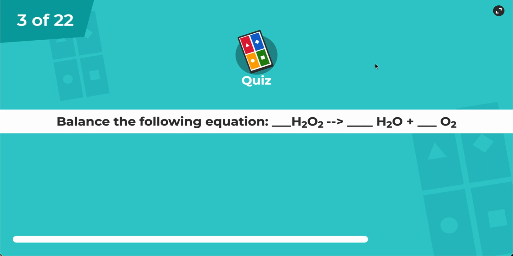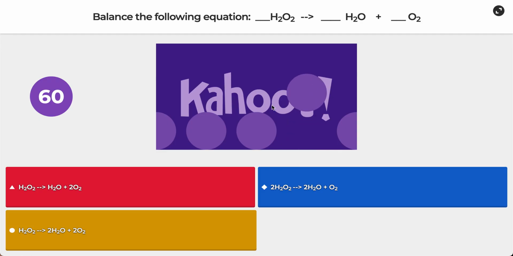Balance the following equation. H2O2 yields H2O and O2. So I have two H's, I have two H's. I have two O's, I have one, two, three O's. And so that means that I'm actually going to put a 2 in front of this H2O to give me 2 here. So then I have 4. And now I have 4 O's, so I would need to put a 2 here to get 4 O's. And now I have 4 hydrogens, and that matches my 4 hydrogens. So I'm going to go ahead and do 2H2O2 yields 2H2O and O2.